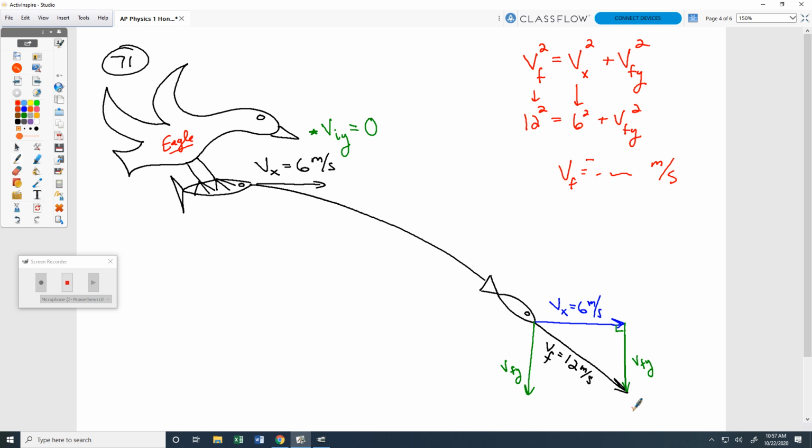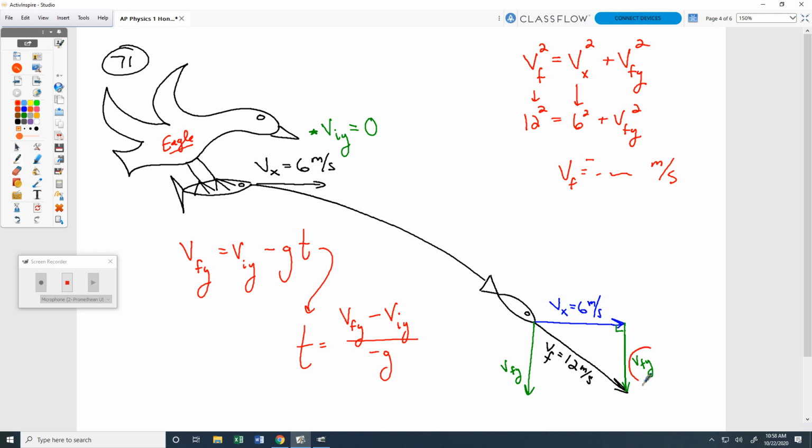Now I can incorporate to find time by using this equation, that VFY equals VIY minus GT. If I want to rearrange that and solve it for time, it's going to look like this. I would subtract the VIY over to the other side and divide by negative g. So time would be VFY minus VIY all over negative g. This is how we're going to find our time, but we have to find our VFY first using this. That's how we do part A.